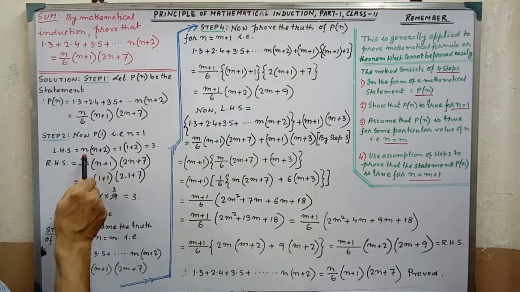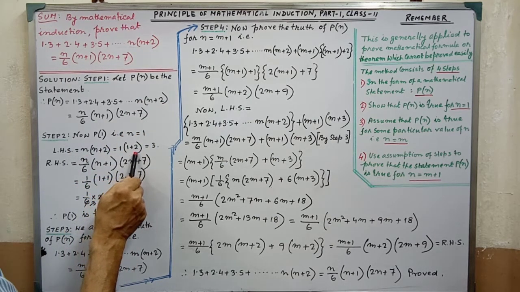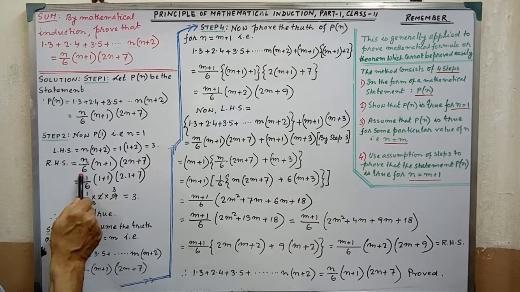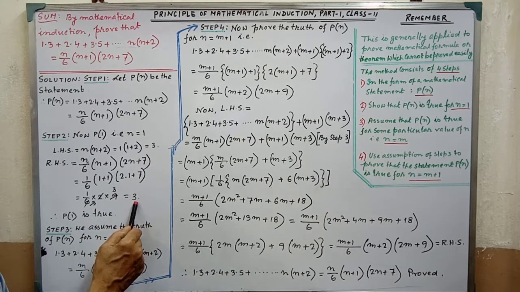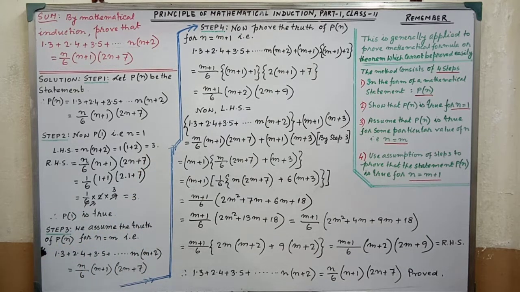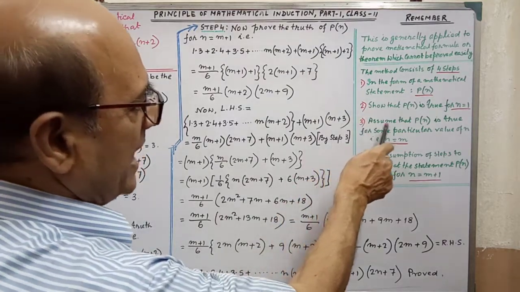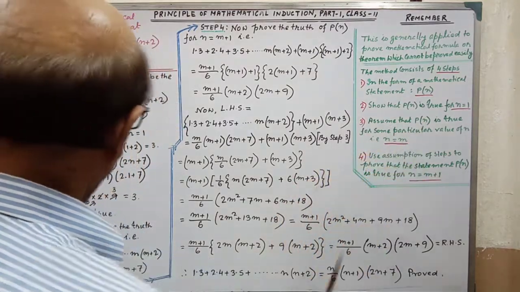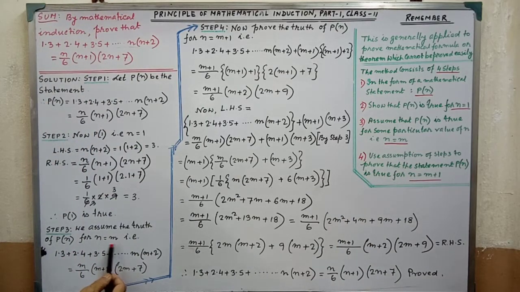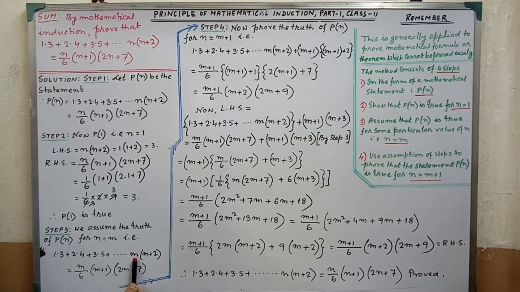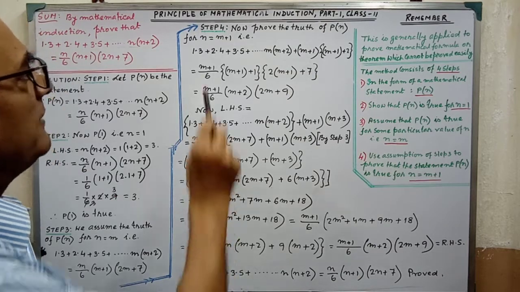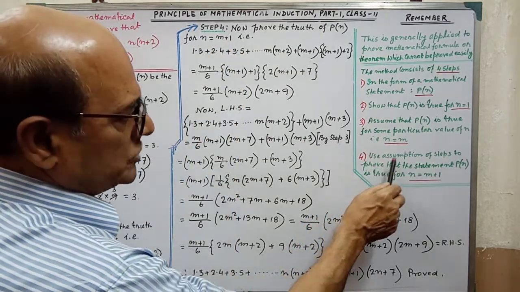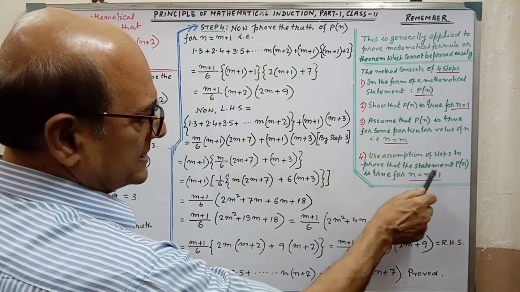Write the LHS, then put the value of n. After putting it, we are getting 3. In the RHS, after writing the RHS, we put the value of n, and simplifying, we are getting 3. Left hand side 3, right hand side 3. So Pn is true. Now step 3: assume that Pn is true for n equal to m. So after writing this, in place of n, we have to write m. Third step finished. Then the fourth step: use the assumption of step 3 to prove the statement Pn.